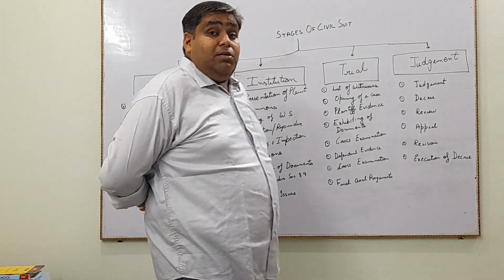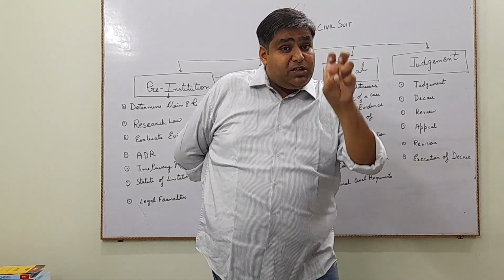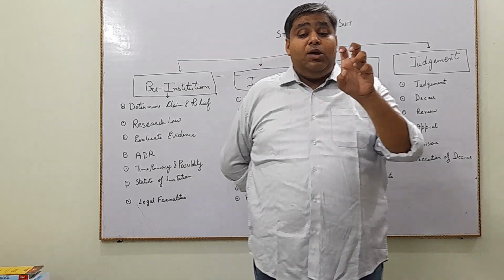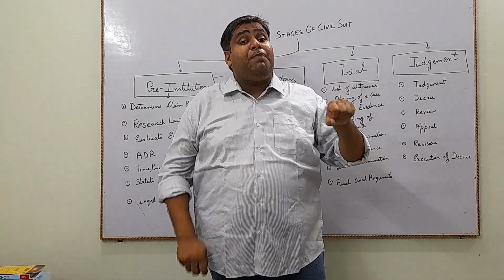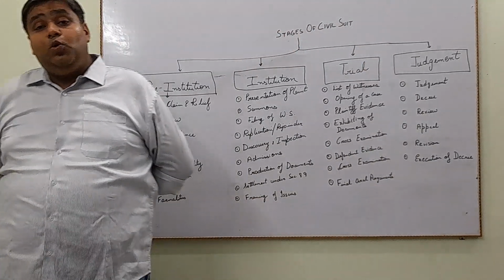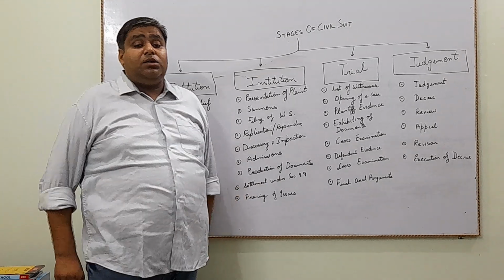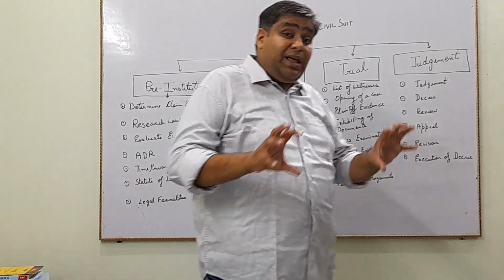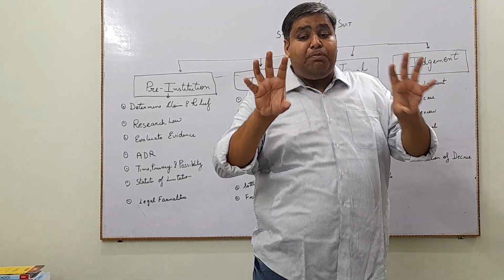Now, as I have said, the unique feature of the code is that the first part, the body of the code, which contains 158 sections in 11 parts, is the substantive part of the CPC, whereas the rule, which contains 51 orders in the first schedule, is the procedural part of the CPC. So that is the unique feature of CPC: both the substantive part as well as the procedural part.